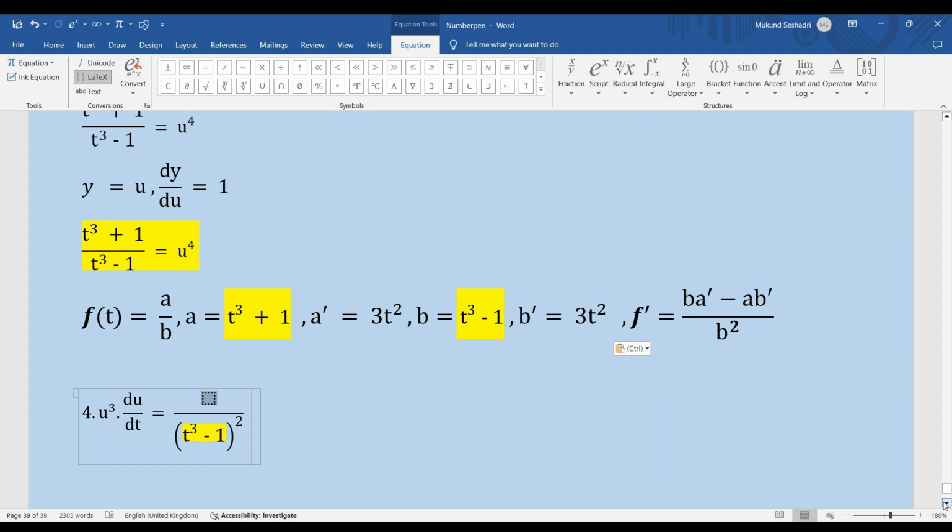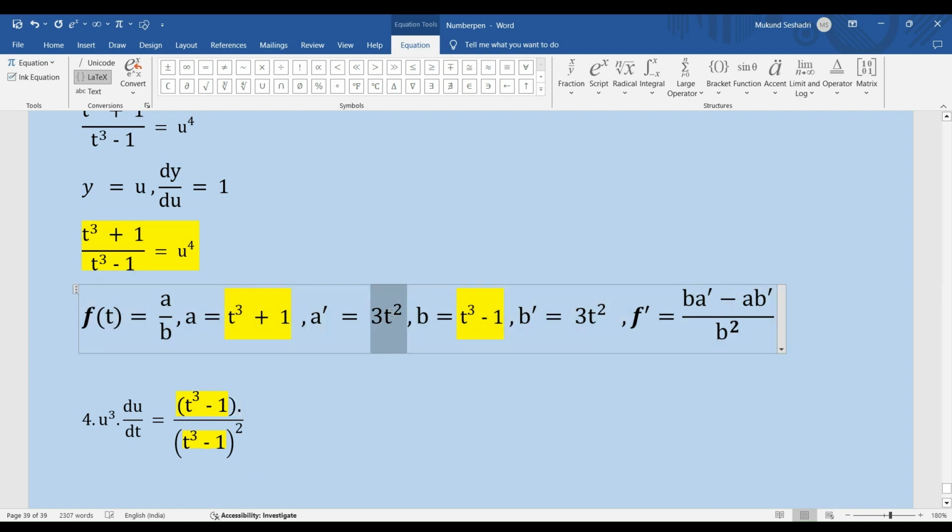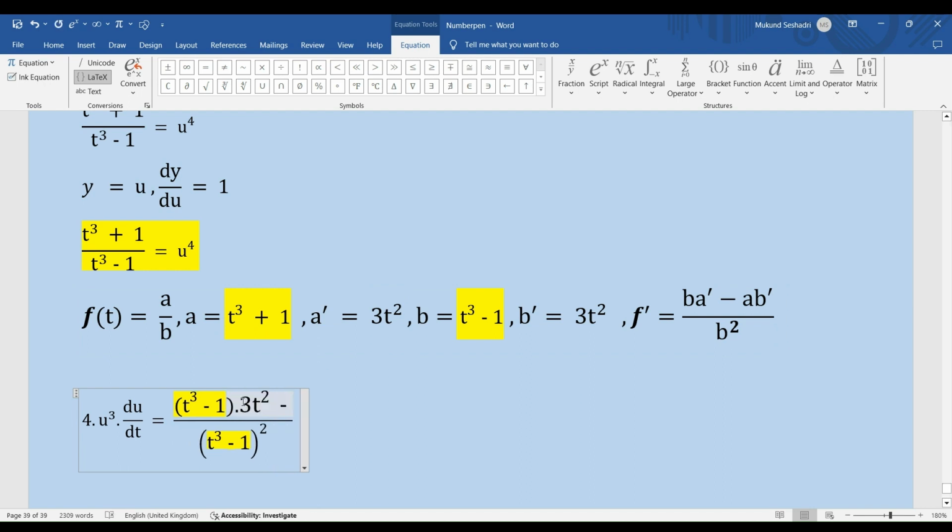So my b a dashed is nothing but t cube minus 1 into 3t square, right? Because that's my a dashed. Let's write it out. And then I have my minus of a b dashed. What is my a? My a is t cube plus 1. So let's write that out as well. And then my b dashed is nothing but 3t square, right?